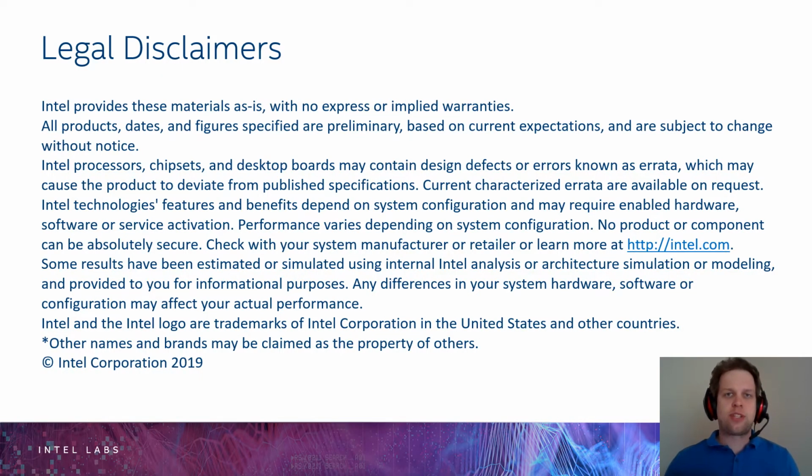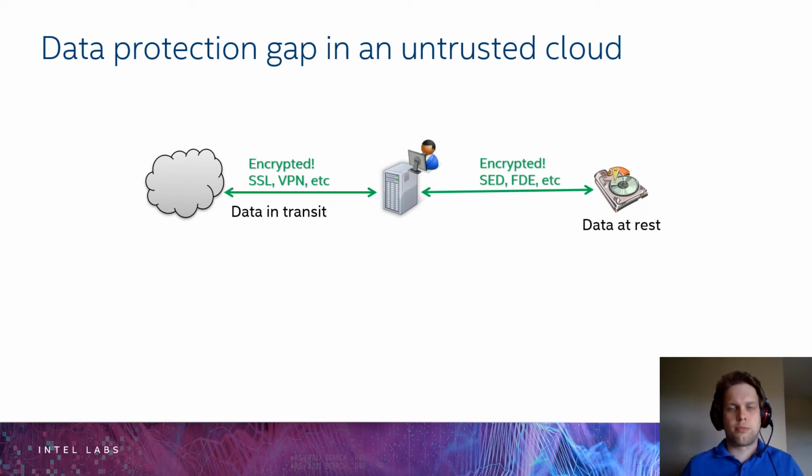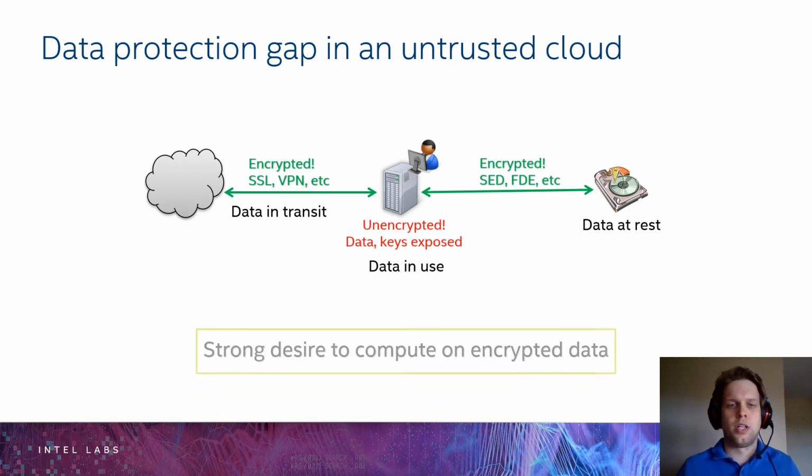Before I start with the presentation, it's important to note this legal disclaimer. This talk is about the data protection gap that exists in untrusted clouds. Sensitive data is encrypted while it is in transit and at rest, but it is not while it is in use. As a result, sensitive data may be exposed to the cloud's infrastructure system software while it is in use. This creates a strong desire to compute on encrypted data.